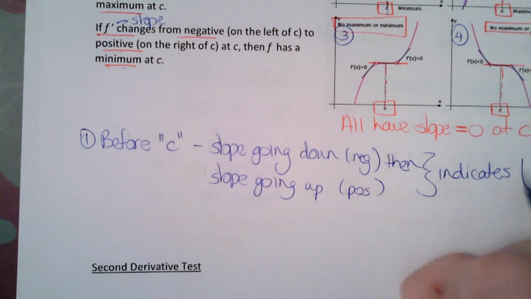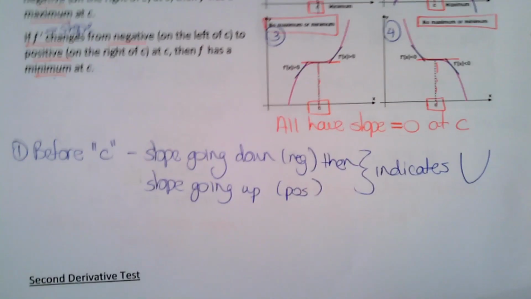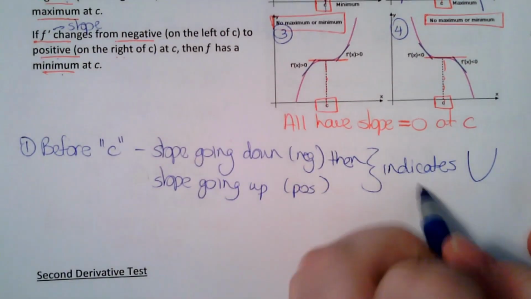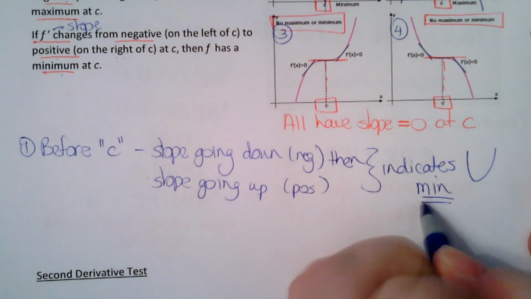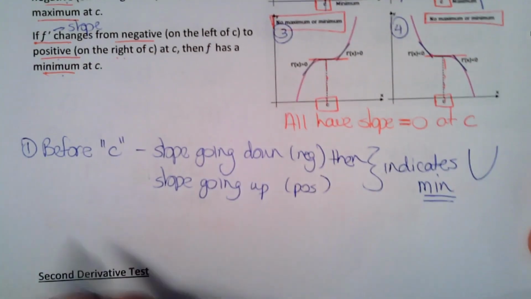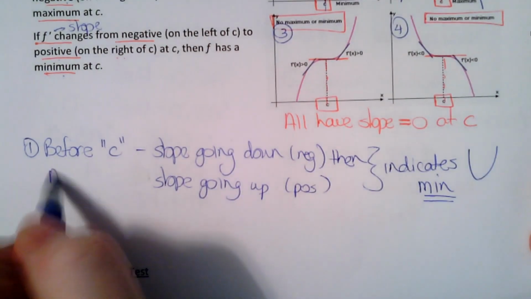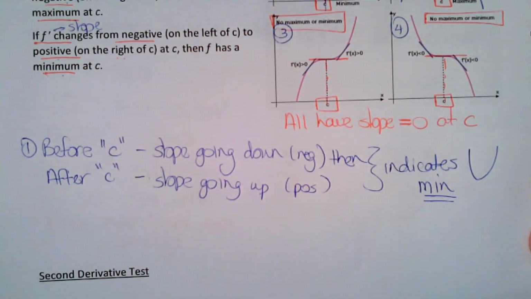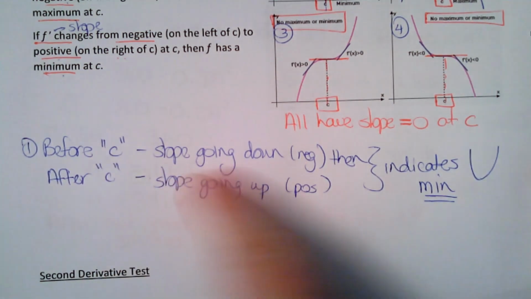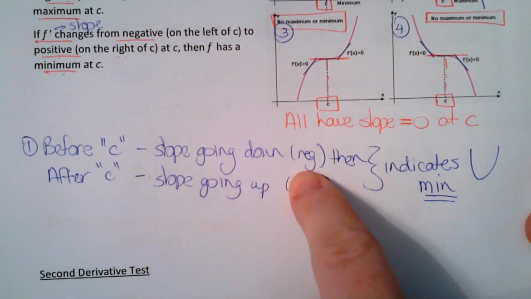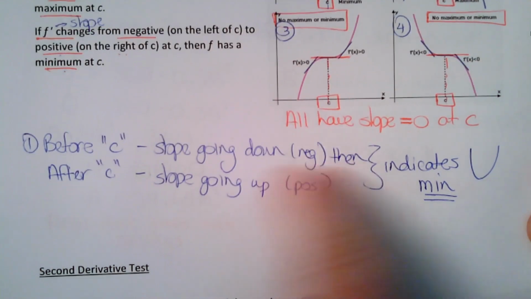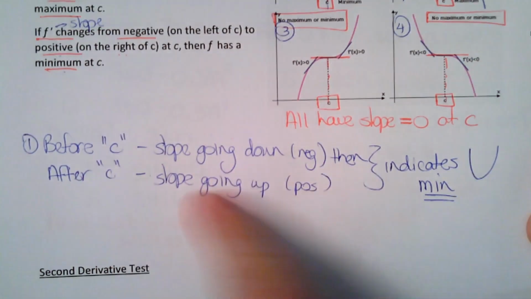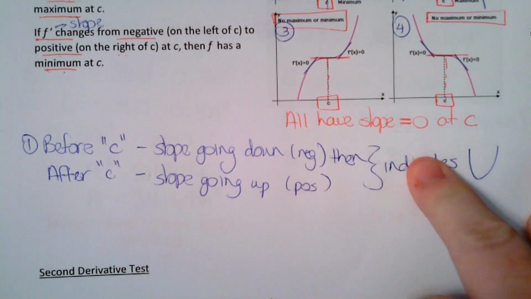This would indicate the smiley face, minimum. So let's add that in. Before C, before your answer, slope going down, which means negative answer. Then after C, slope going up, positive answer, you get a minimum.